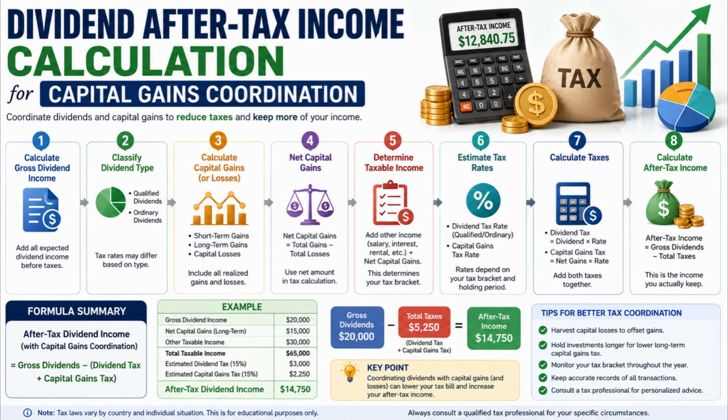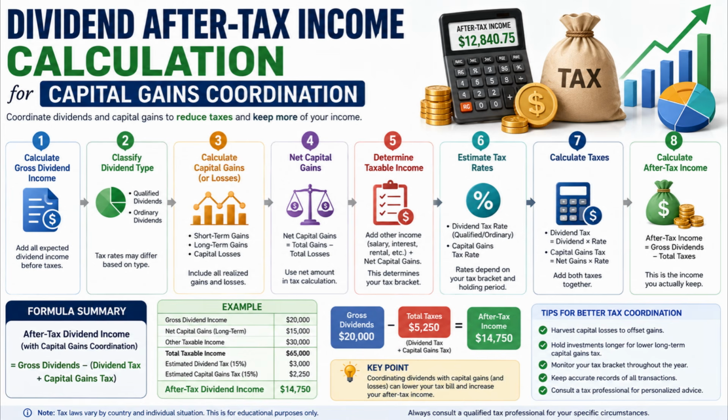First, start by calculating gross dividend income. This means adding all expected dividend payments before taxes. These dividends may come from stocks, ETFs, mutual funds, or other income-producing investments. This gross amount becomes the starting point for the after-tax calculation. Next, classify the dividend type correctly. Some dividends may be qualified dividends, while others may be ordinary dividends. Since tax rates may be different depending on the dividend category, proper classification helps investors estimate taxes more accurately.